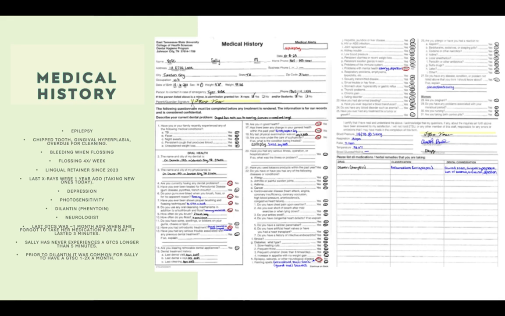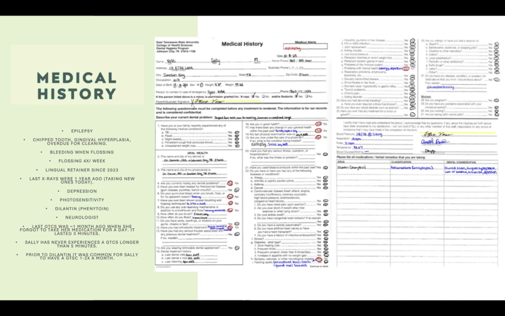So looking at Sally's medical history, we can see that she has epilepsy. With her epilepsy, she experiences generalized tonic-clonic seizures. Going down the list, I found that she only flossed 4 times a week, and bleeding occurs when she does. She also only occasionally uses mouth rinse. She has had a lingual retainer since she got her braces off in 2023. She's experiencing depression and photosensitivity. She sees a general practitioner and a neurologist for her condition, and otherwise is in perfect health.